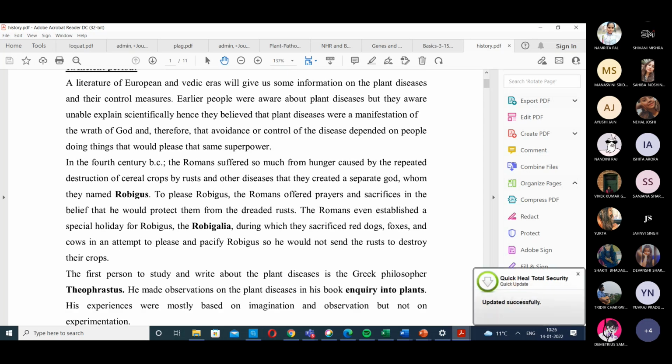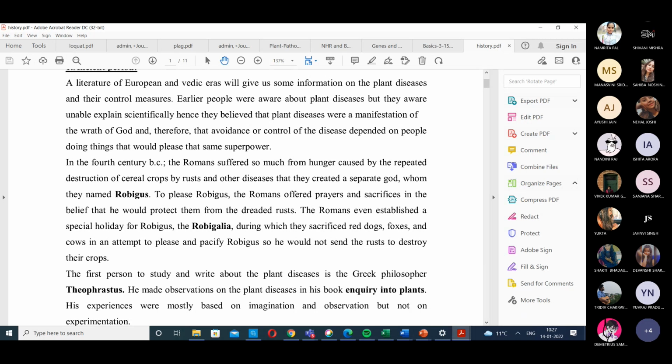For the example that I discussed, in the 4th century BC the Romans suffered a lot from hunger, which was caused by repeated destruction of cereals by rust and other diseases. So they created a separate god whom they named Robigus. Robigus means rust-like color, on the basis of the symptoms, since rusts are a light brown color. They thought that if they offered prayers and sacrifices to please the god, he would protect them from the dreaded rust, right?